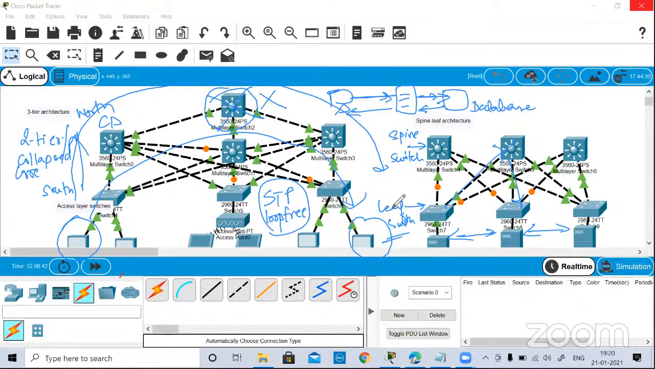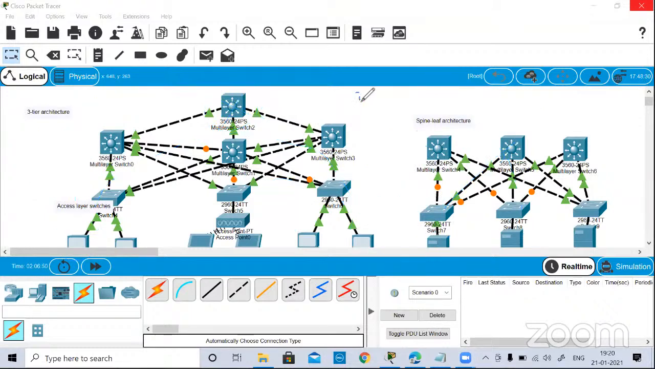So what are we interested in when we are designing a network? What are the objectives we have in our mind? First and foremost, we should have good bandwidth. High bandwidth should be available. The second objective while designing the network is to have low latency.